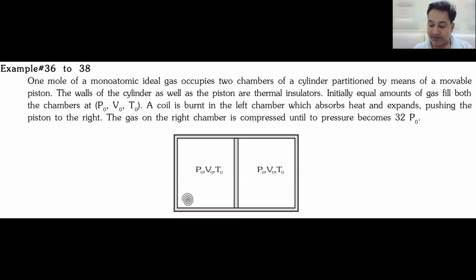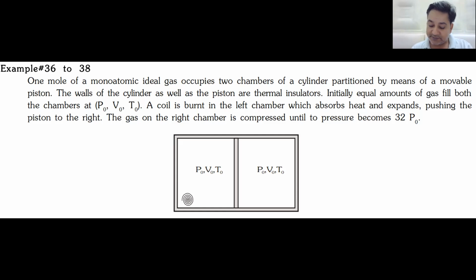1 mole of a monatomic gas occupies the same gas in 2 chambers of a cylinder partitioned by means of a movable piston. The walls of the cylinder as well as piston are thermal insulators. Now there could be a variation of this question where the walls of the cylinder are thermally insulated, but the walls of the piston is a conductor. You can very well see the question. If I get it, probably I would have that question also. So we will deal with that question as well.